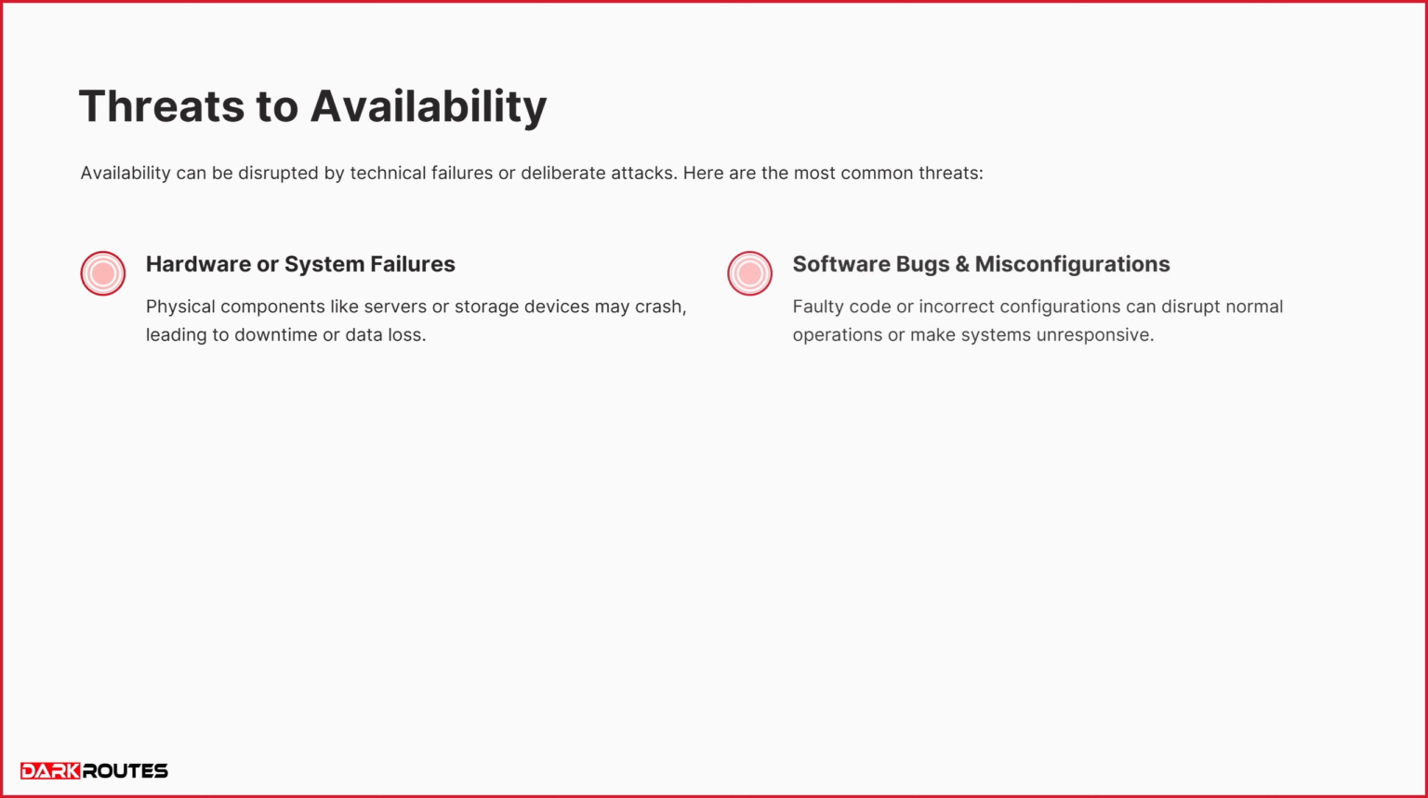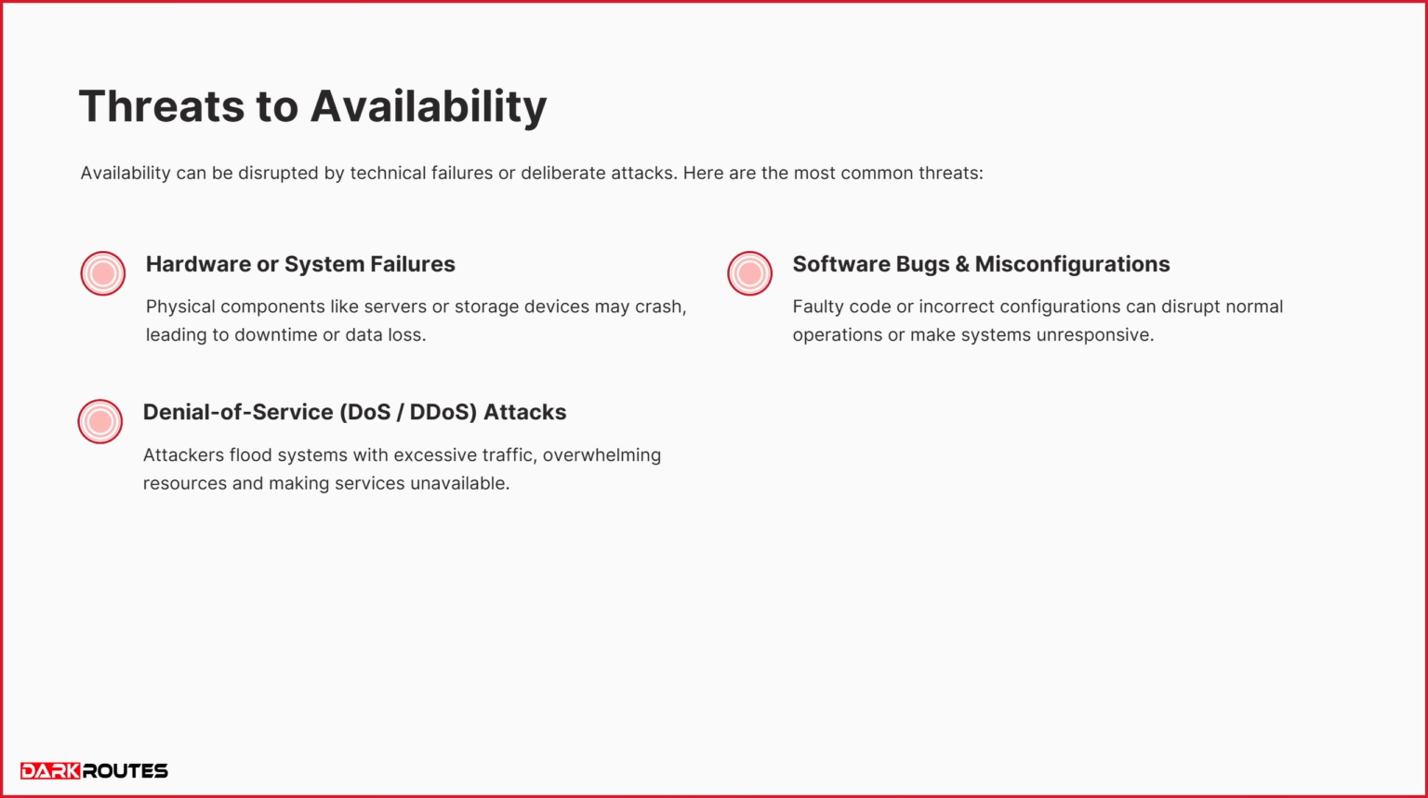Next, we have software bugs and misconfigurations. Sometimes availability issues come from within. A buggy patch, a misconfigured firewall, or a faulty database update can instantly break access to the servers. For example, a small typo in the DNS configuration can make an entire website disappear from the internet. So not all outages come from attacks. Some are just human mistakes.